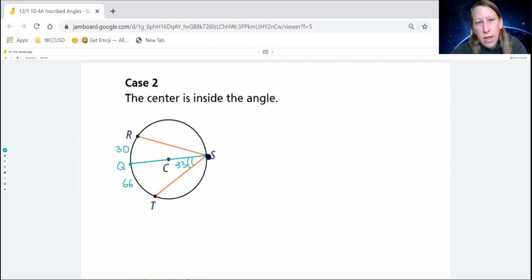And if I say that this little arc, our Q, is 30, what's the measure of this inscribed angle? Well, it's related to this arc. I could draw this picture here. I'm not going to. But if this is 30, these would both be 15. Good.